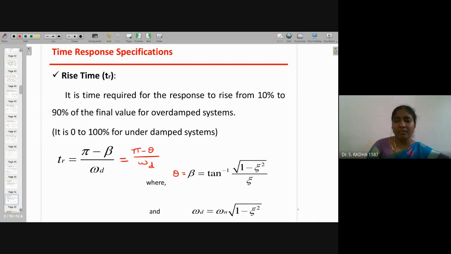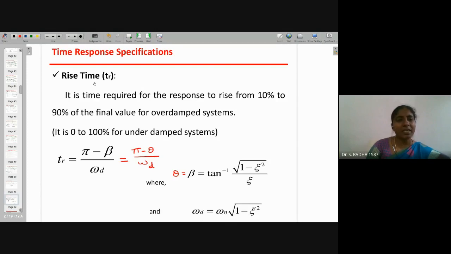Theta is tan inverse of square root of 1 minus eta square by eta. That is the theta value. And omega d is the damped frequency, while omega n means natural frequency. Omega d is omega n into square root of 1 minus eta square, the damped frequency.